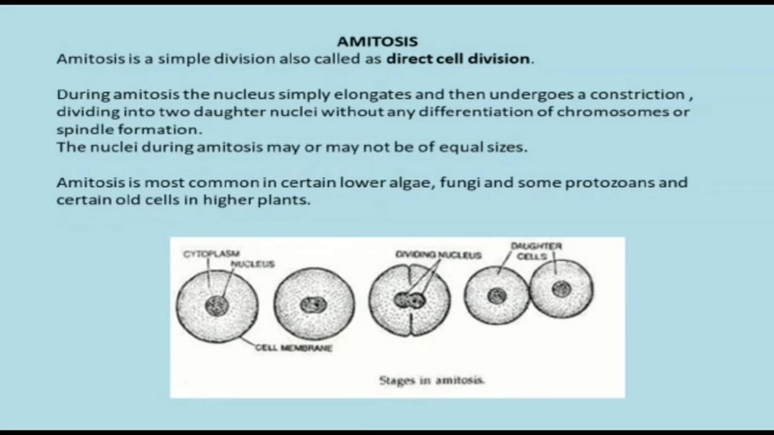The nuclei during amitosis may or may not be of equal sizes. Amitosis is most common in certain lower algae, fungi and some protozoans, and certain old cells in the higher plants. Here are given the stages of amitosis. First the cytoplasm and the nucleus, and then the cell membrane dividing the nucleus, and then the daughter cells.